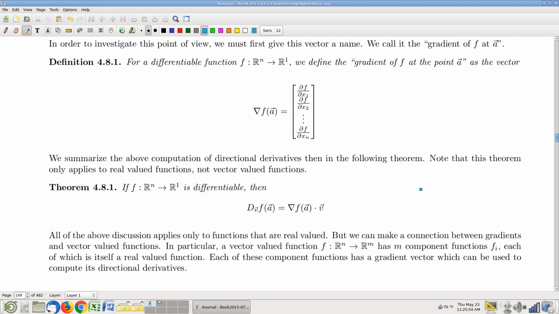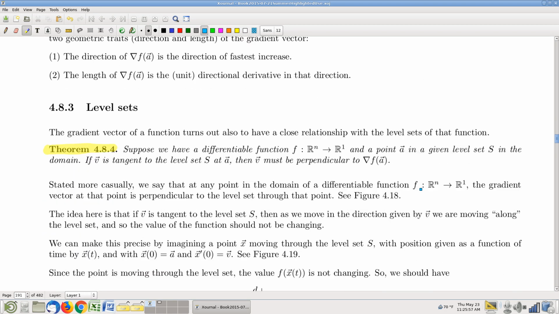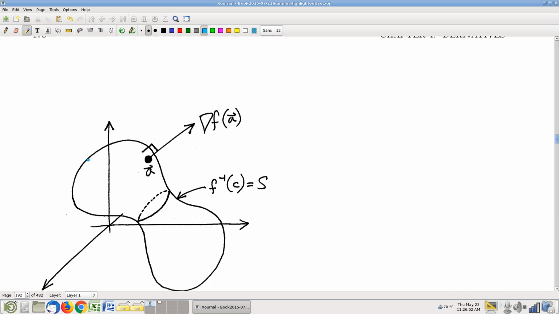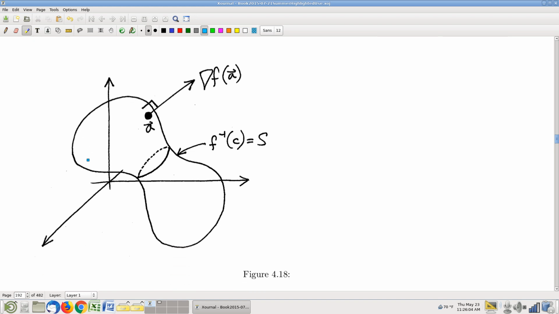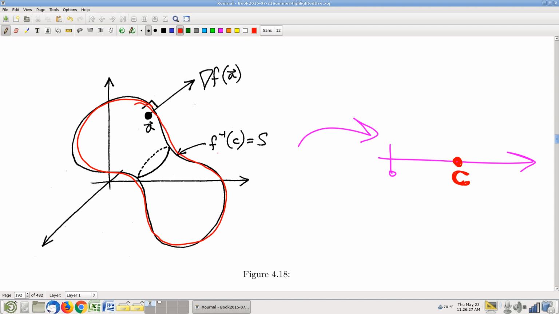Okay. All right. Here's another neat geometric feature of gradient vectors. It has to do with level sets. Let me remind you what a level set is. If we have some real valued function, a level set says we're going to look at a single output value. Let's say C. The level set corresponding to that output value is the collection of all input values for which the value of f is C.